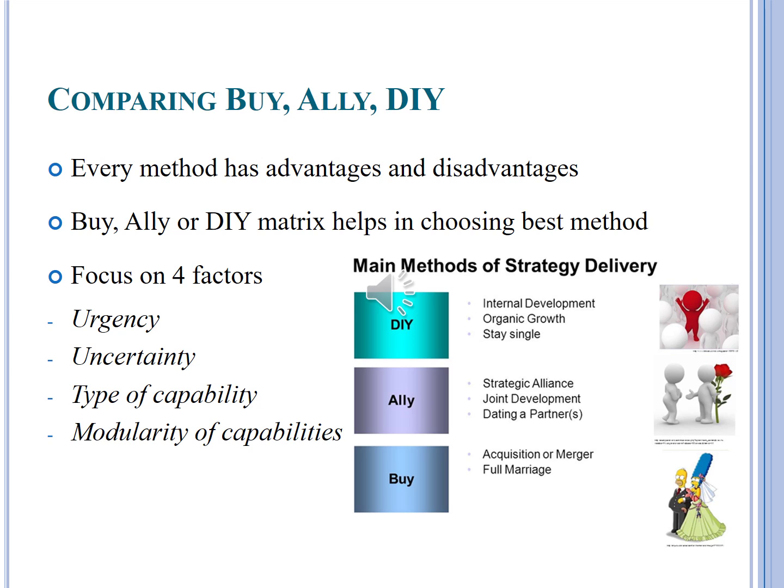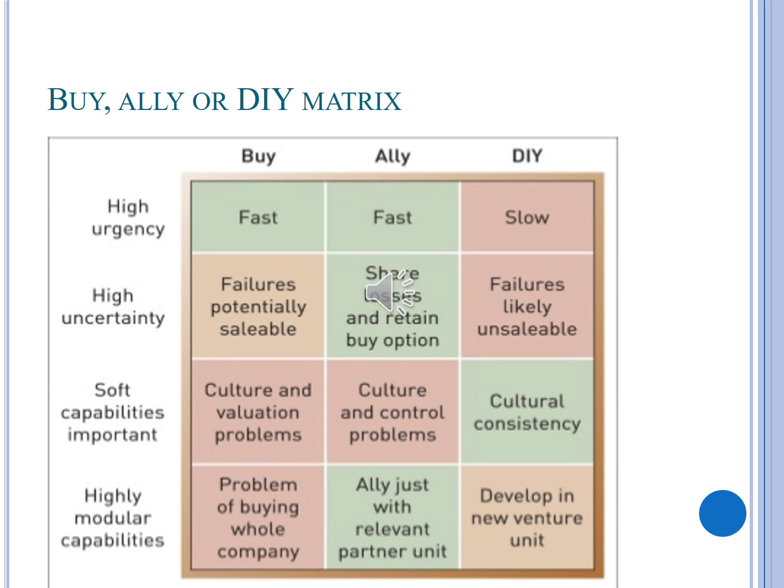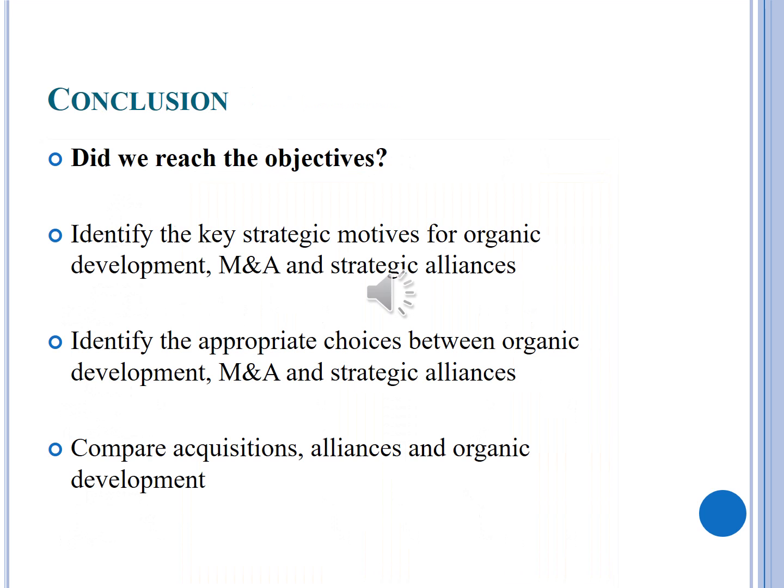Now, to help you choose between the three options, it is important to focus on the four key criteria: urgency, uncertainty, type of capabilities, and the modality of the capabilities. We will now give you an explanation of the buy, ally, or do-it-yourself matrix, which can help you in choosing between the three. The key message of this figure remains nonetheless that it is important to weigh up the available options systematically and to avoid favoring one or the other without a careful analysis.